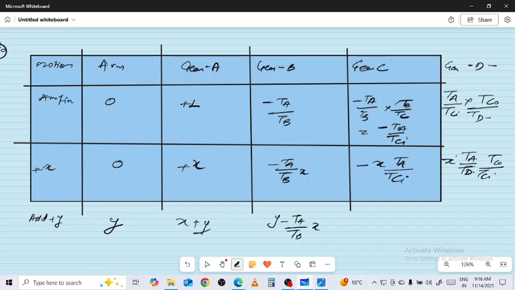Y माइनस TA/TB, Y minus X TA/TC and Y plus X TA/TD, TC not by TC initial.